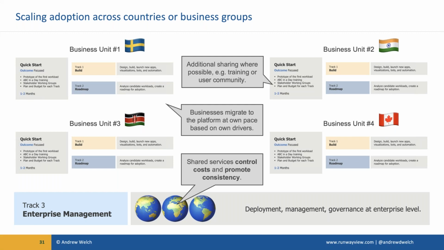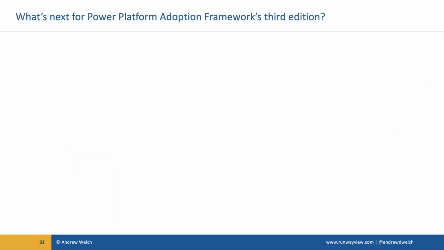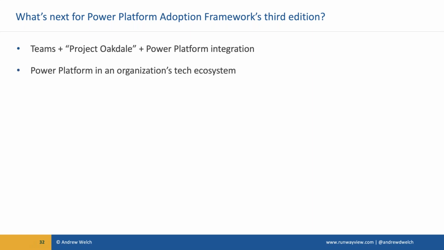So as we round out the adoption framework, and we'll get into some specific best practices, I do just want to share, I mentioned there are 7 themes, things we're working on. So here's what you can expect to see in the framework over the rest of this year, I would say. First and foremost, it's integration of Teams and Project Oakdale and Power Platform itself. We also really want to focus on how the platform fits into an organization's broader technology ecosystem.